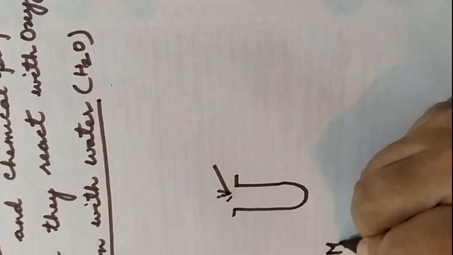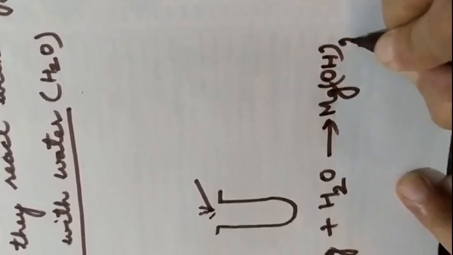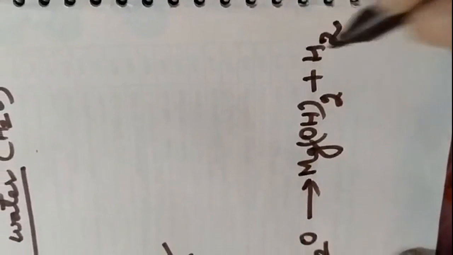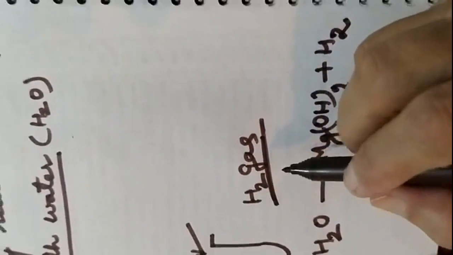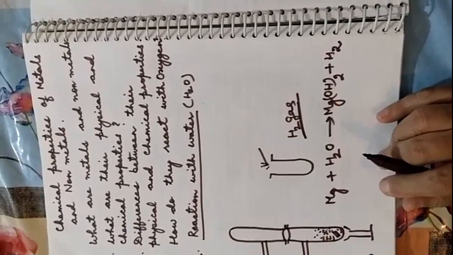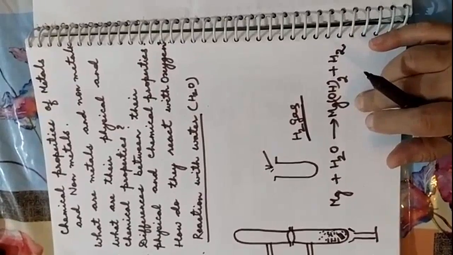The reaction is somewhat like this. Magnesium reacts with water and forms magnesium hydroxide along with the liberation of hydrogen gas. That means hydrogen gas is evolved, which is indicated by a popping sound. From this activity, it is clear that some metals can react with water to liberate hydrogen gas.